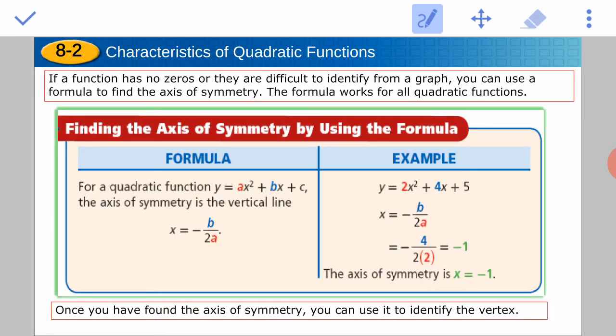Guys, sometimes we're not given the graph of the parabola and we need to write the equation of the axis of symmetry. And we don't need to graph this parabola in this situation, guys. We have a very small formula. The formula x equals -b over 2a. It gives us the equation of the axis of symmetry. What is b and what is a? b is the number in front of x and the a is the coefficient of x squared.